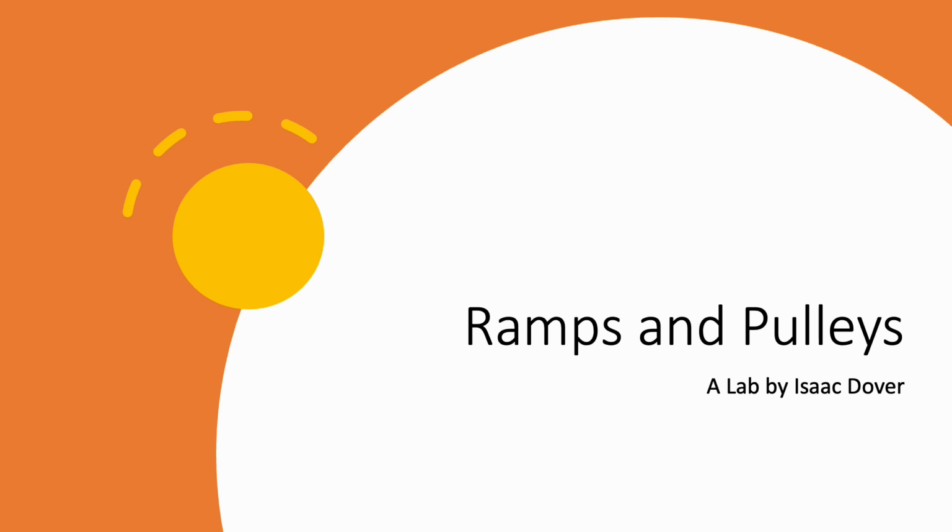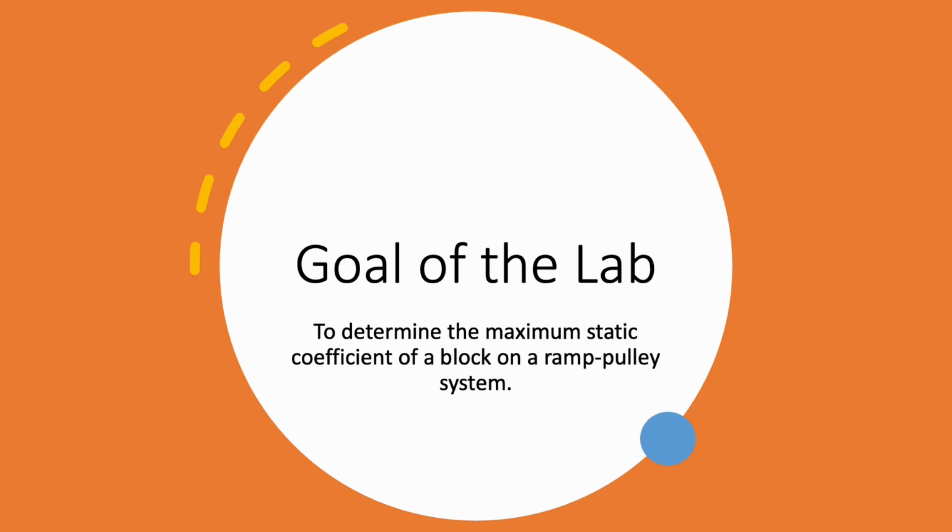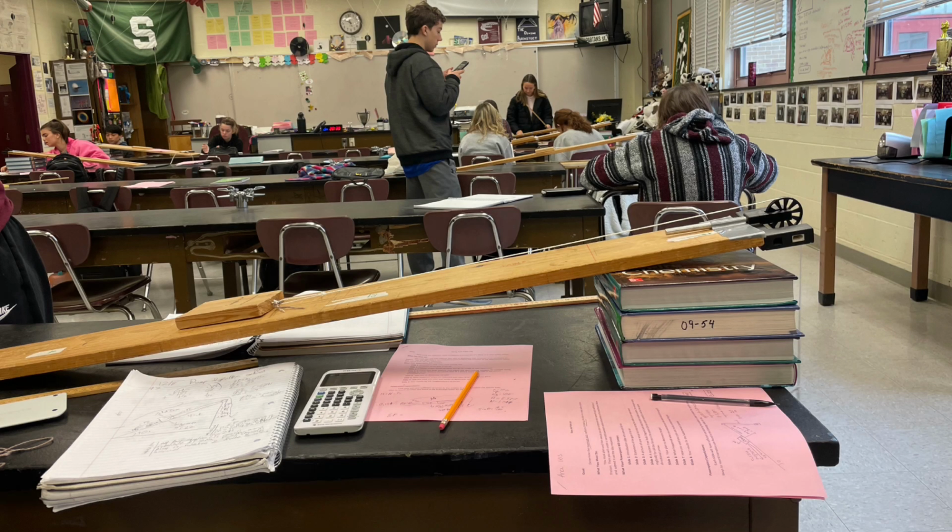I'll be narrating today. The goal of the lab was to determine the maximum static coefficient, the mu, of a block on a ramp pulley system that involved two pieces of wood, shown here in the next picture, being brought down by a weight. Here you can see the first piece of wood going up against this piece of wood. Over here is where the weight would go, and it would come down this pulley, kind of like that.